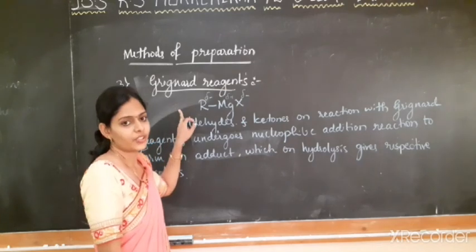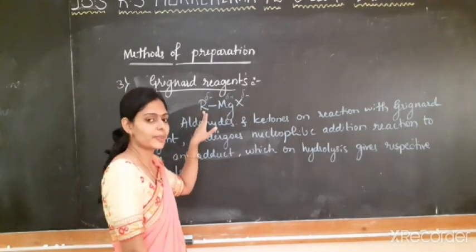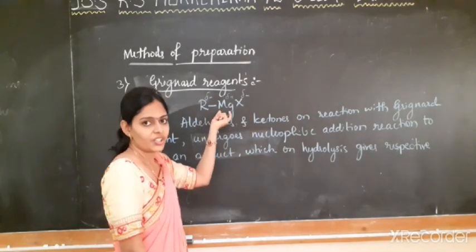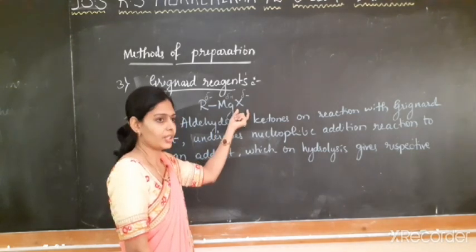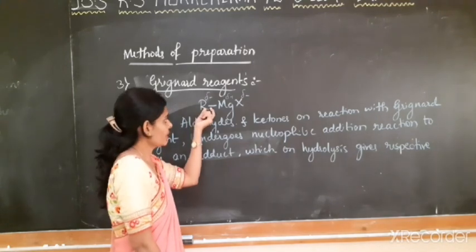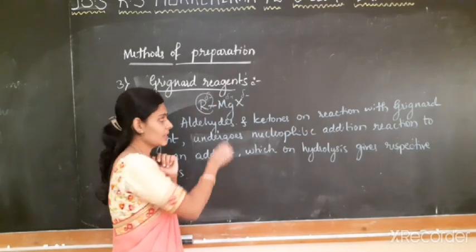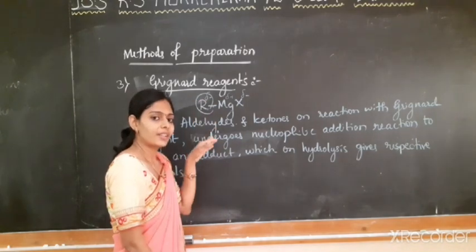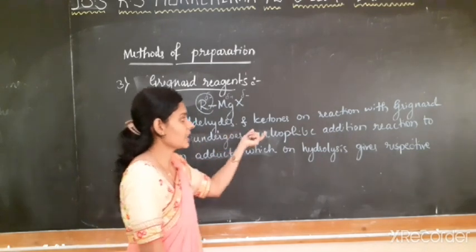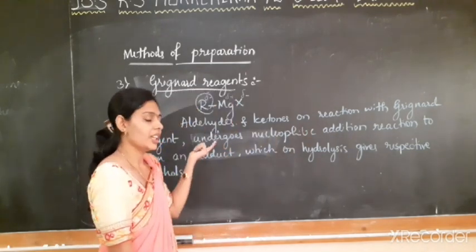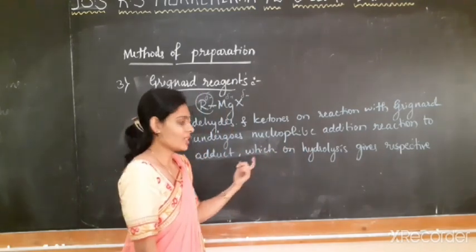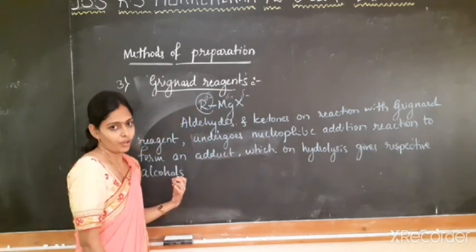The third method of preparation is from Grignard reagent. Grignard reagent is represented as RMgX. It is an alkyl magnesium halide where magnesium is an electropositive element and halogen is electronegative, and here the electron density is more towards the alkyl group. So this will act as a nucleophile. This nucleophile goes and attacks the electron deficient carbonyl carbon in case of aldehydes and ketones. So aldehydes and ketones on reaction with Grignard reagent undergo nucleophilic addition, followed by hydrolysis, so that there is a formation of the respective alcohol.